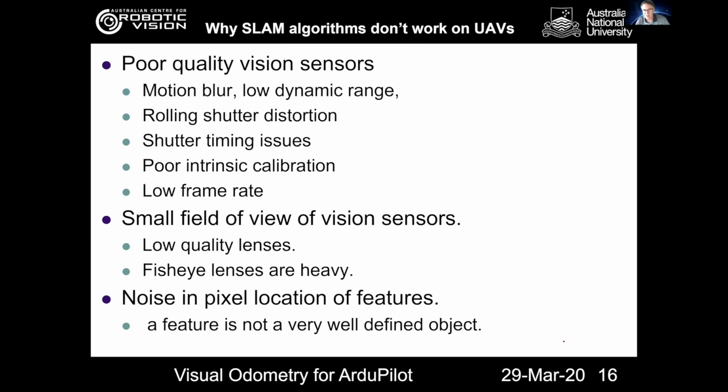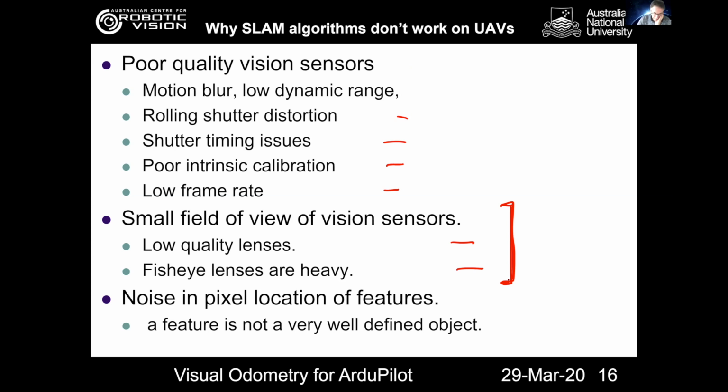And that's what I'm interested in trying to do in this piece of work, working with this community. Some of the things that come up there, and I won't spend long on these slides because I think it's all obvious, is that clearly we're going to want to use relatively cheap and simple sensors. So we're going to get motion blur and low dynamic range. You get all sorts of things with rolling shutters. We don't know exactly when the photo was taken, so we've got shutter timing issues, bad calibration, and probably low frame rates, okay? Then there are small field of view vision sensors, and fisheye lenses are heavy. This is something where we really need to think about the hardware. You probably do need a large field of view to do reasonably well.